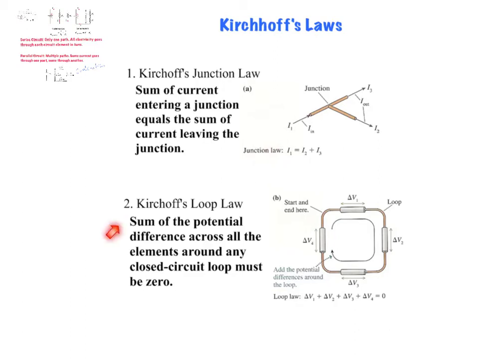Then there's Kirchhoff's loop law. The sum of the potential difference across all the elements around any closed circuit loop must be zero. So that's telling us that as we go around a circuit, all the voltage drops will add up to zero. It's called Kirchhoff's loop law. Both of these rules apply to all circuits, okay? But there are certain rules specific to series circuits and certain rules specific to parallel circuits. So let's start by looking at the rules specific to series circuits.